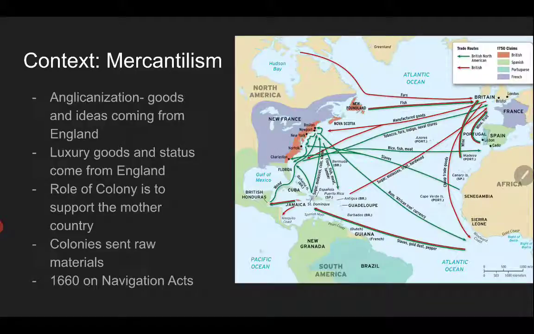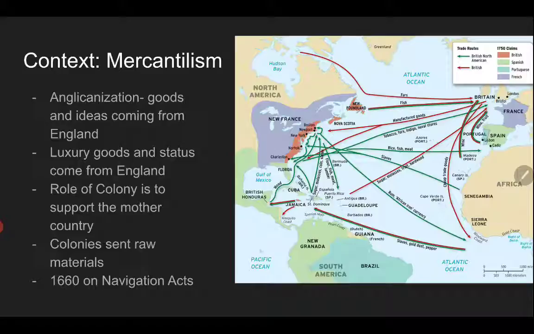So the other part is mercantilism. This should be a review. The point of mercantilism is that the colony is subjugated to the mother country. Luxury goods and status things come from England. So I'd buy my tea set from England. I would buy my silk from England. I would buy my tea from England, right? All of these manufactured goods, even nails, windows, all of these things are coming from England.